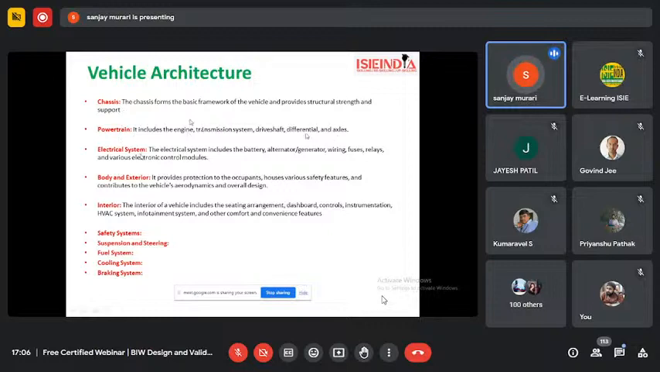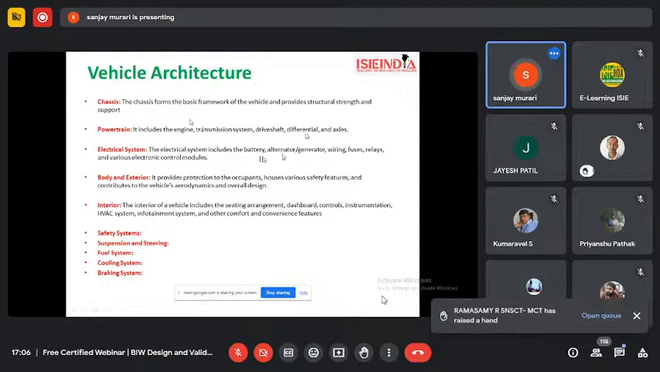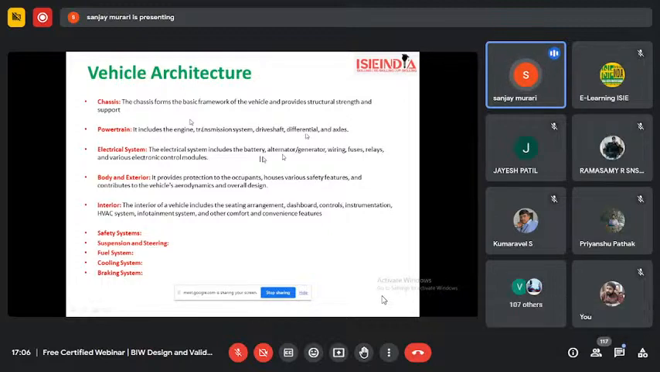Then there is the electrical system. It includes the battery, wiring, and everything else. If it is an electric vehicle, both a high-voltage battery and a low-voltage battery will be there. So this is the electrical system, and again it is connected to the BIW.